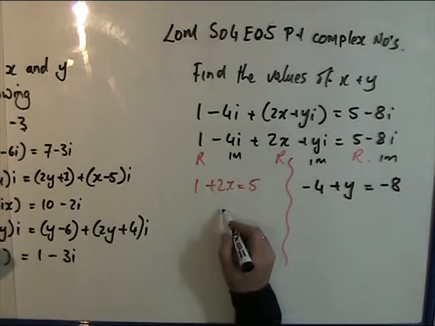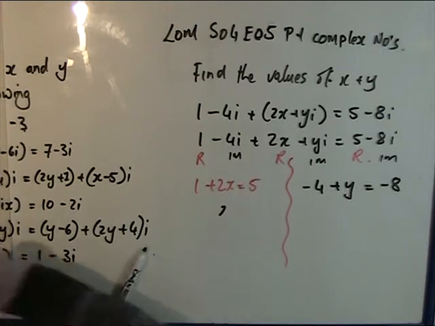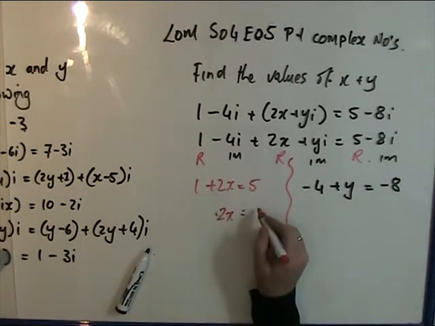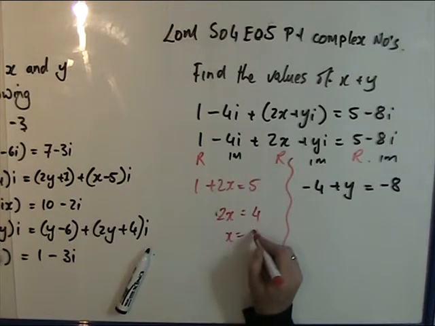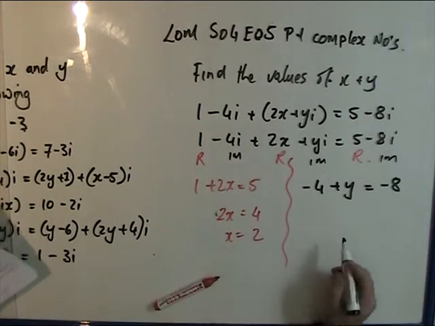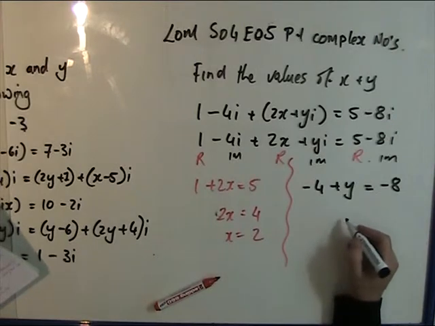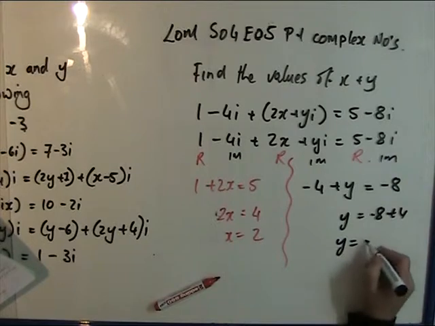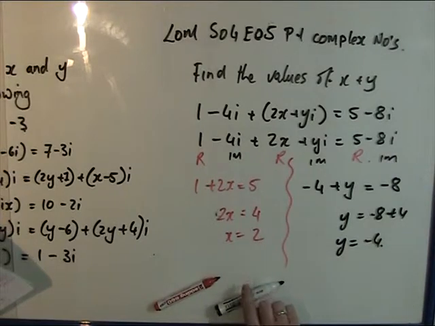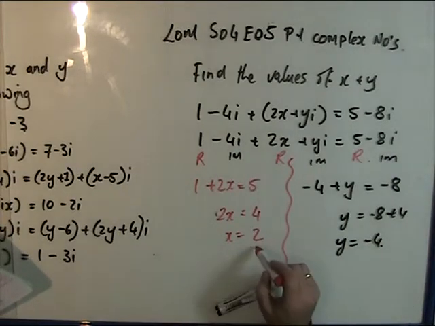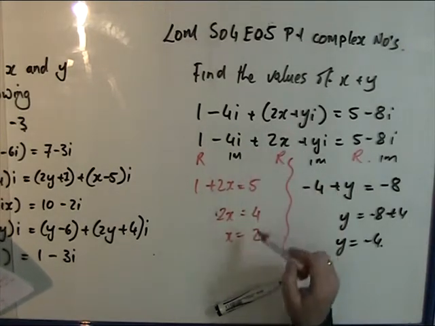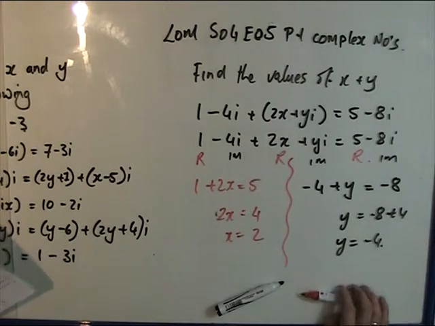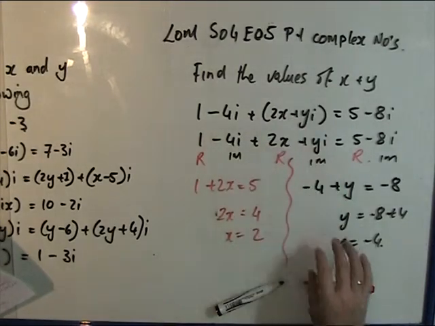So this one becomes 2x is equal to 5 minus 1, which is 4, so x is equal to 2. And this becomes y is equal to minus 8 plus 4, so y is equal to minus 4. So now you've got two parts here. And if you put your values in for x and y, you will find that both sides will be equal.